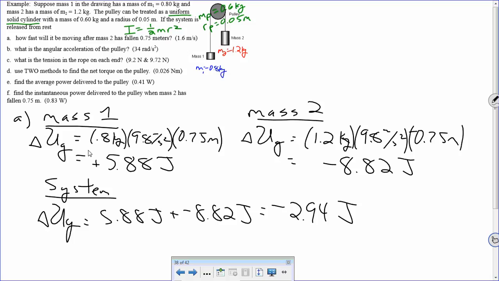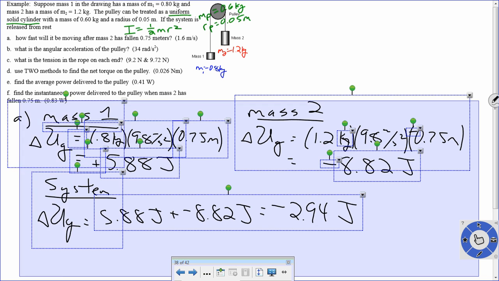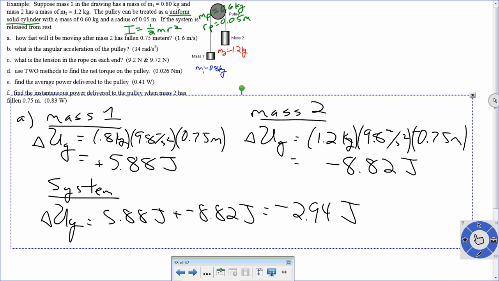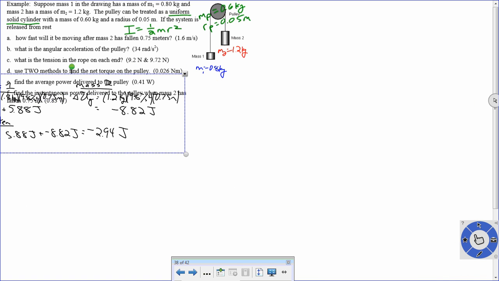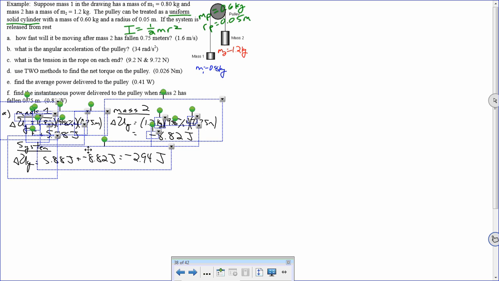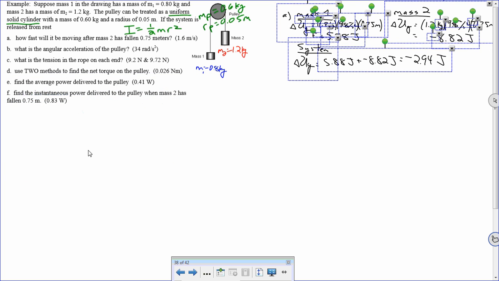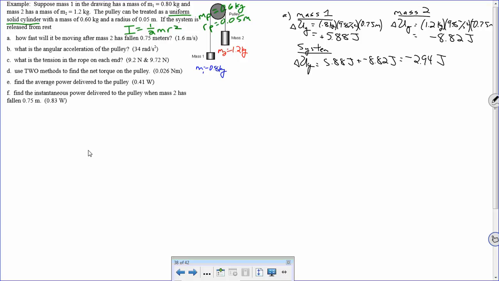Follow? So we lost some gravitational potential energy. So you must have gained that in kinetic energy. Like which object gained which? Well, that's what we got to figure out. All right. So let me buy us a little room here on the board. So that means that our change in kinetic energy has got to be positive 2.94 joules, right?